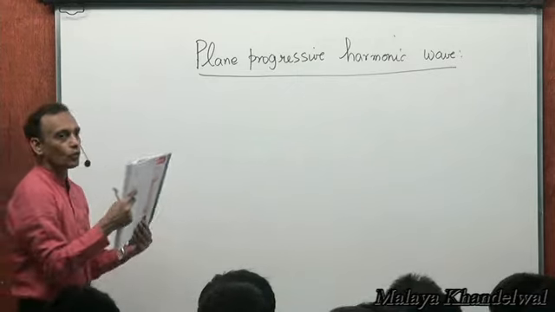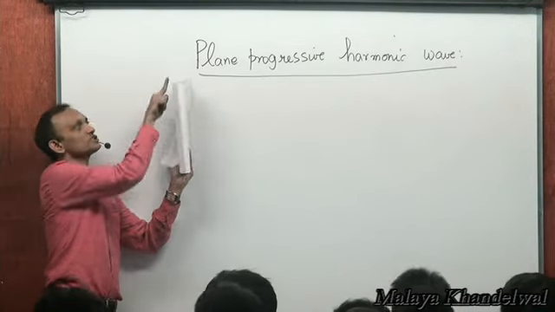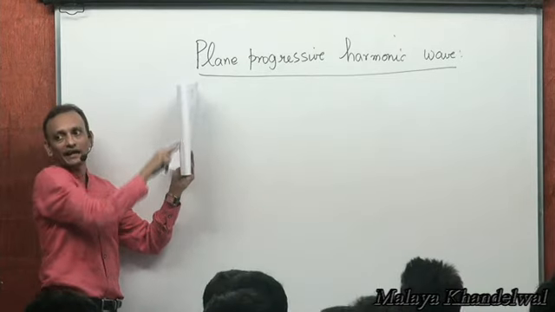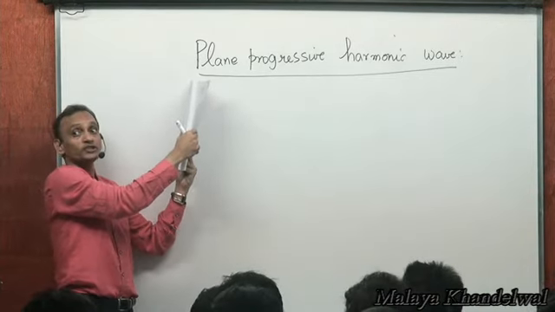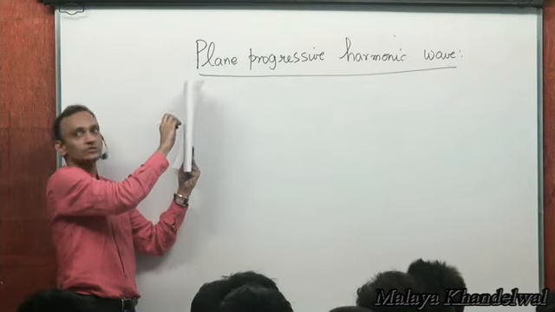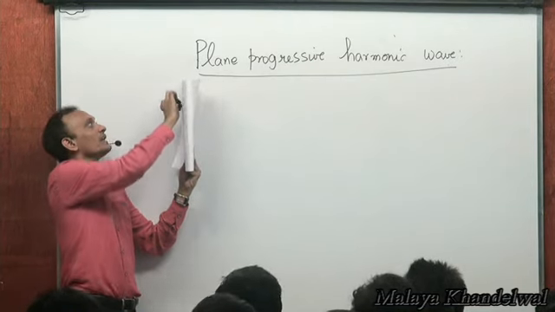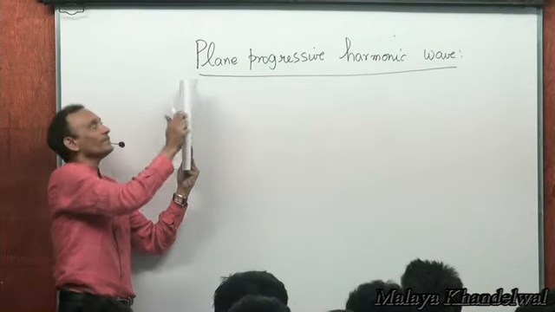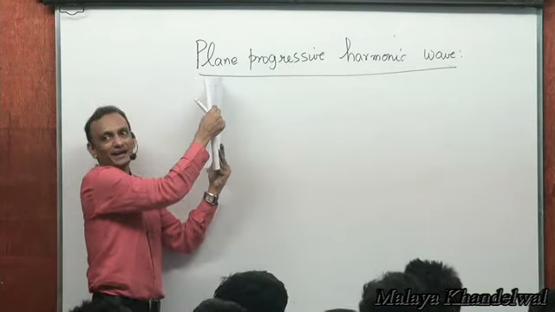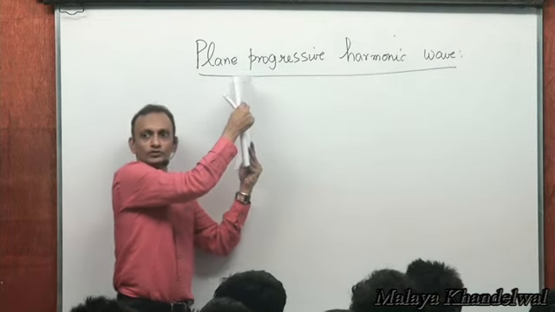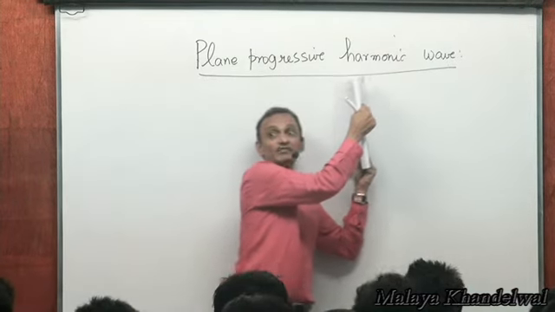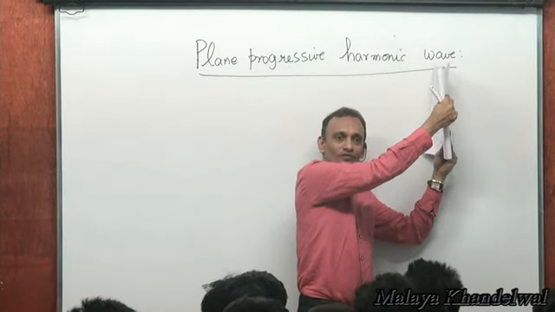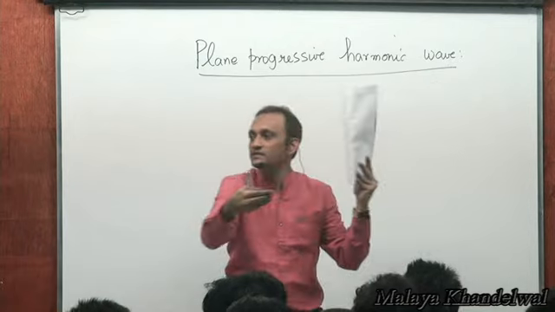See, this is a certain plane at x equal to 0. All points on this plane are at x equal to 0. What I actually do is when I excite vibrations, when I excite disturbance, then I'm exciting all particles of this plane, right? Then particles in a parallel plane will get affected in due course. So the disturbance then travels in parallel planes, yes or no? Right? That's why a plane progressive wave.